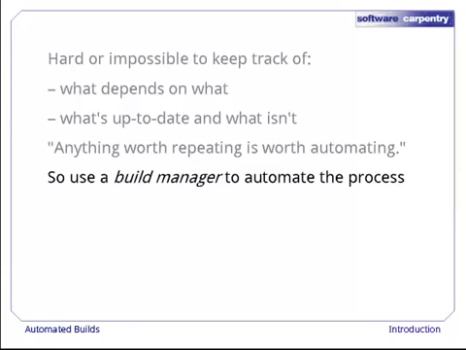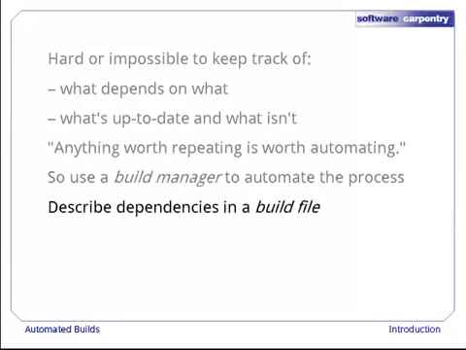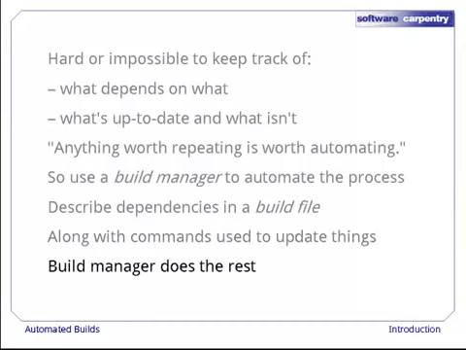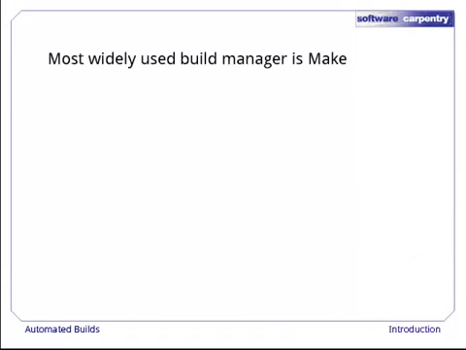the details. We describe dependencies in a build file, usually just a plain text file in some specialized format. We also describe how to update things, i.e. what commands to run when something's dependencies have been satisfied and it's ready to be refreshed itself. And that's all. The build manager handles everything else. In particular, it keeps track of what's up to date and what's ready to be updated. The most widely used build manager on Unix and its derivatives is called Make.